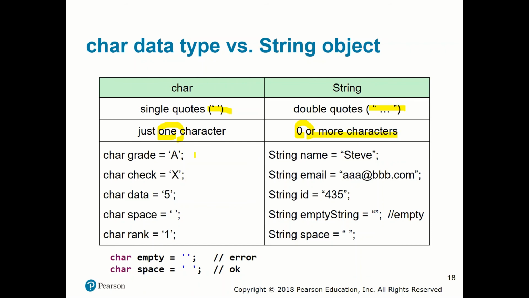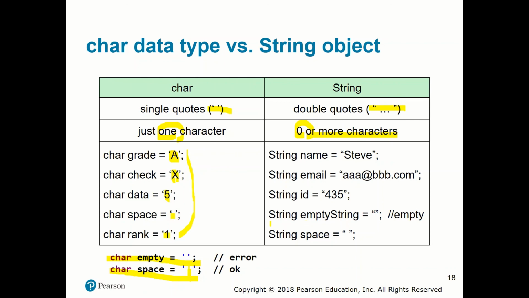For example, these are char type characters. So there is only one character inside a single quote. This is a space. There is only one character here. There is a space, and a number can be inside char type data. Be careful, you cannot have an empty character like this. There's nothing here, so this is empty, but char must have exactly one character, so this is an error. However, this is okay. There is one space here.